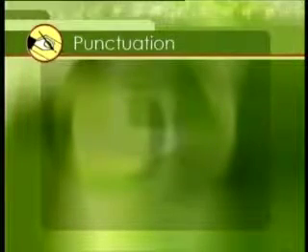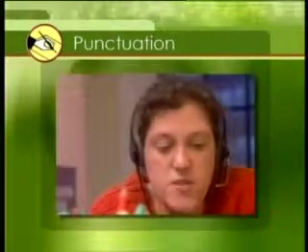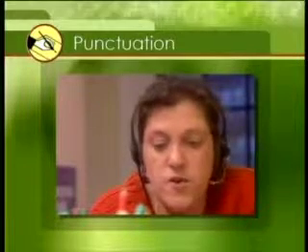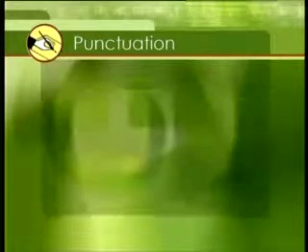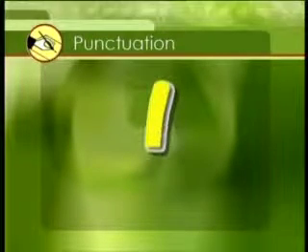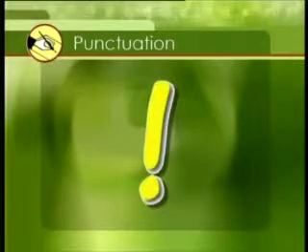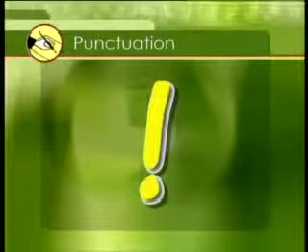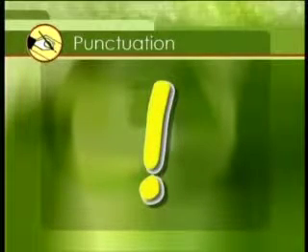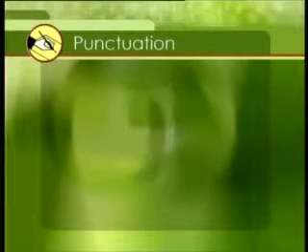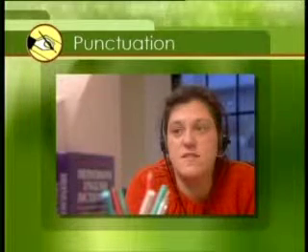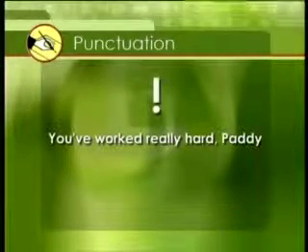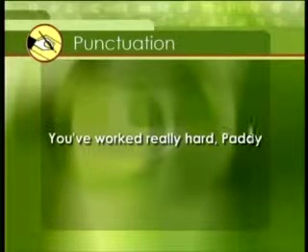But if, like Helen, you want to show some emotion, whether it's anger or happiness or surprise, you'd use an exclamation mark. An exclamation mark is a line with a dot at the end, like this. Like question marks, you use an exclamation mark at the end of a sentence instead of a full stop. Let's see an example. Helen says, "You've worked really hard, Paddy." If you want to write this, you'd use an exclamation mark at the end of the sentence.